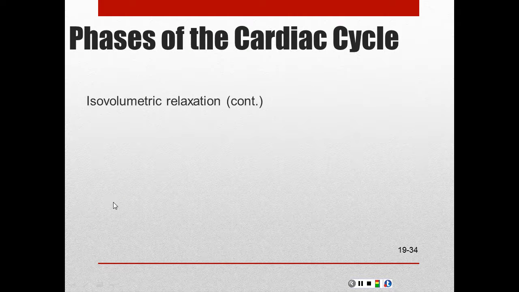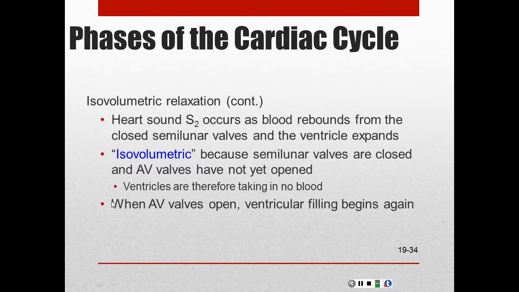Now, the heart sound S2, which is our dub, occurs as blood rebounds from the closed semilunar valves and the ventricle expands. Now, this phase is called the isovolumetric, and that's because the semilunar valves are closed. The AV valves have not yet opened, and the ventricles are therefore taking in no blood.